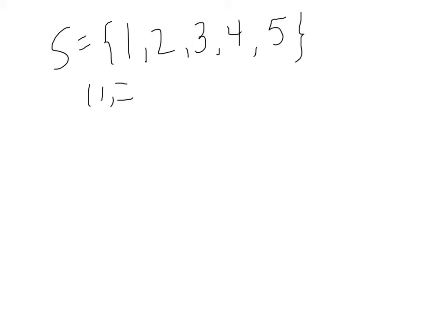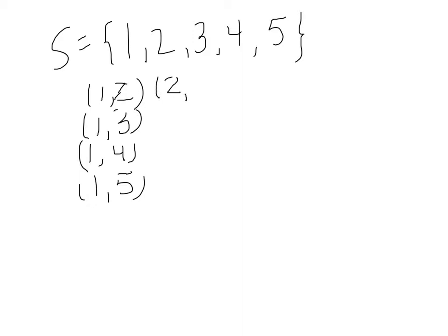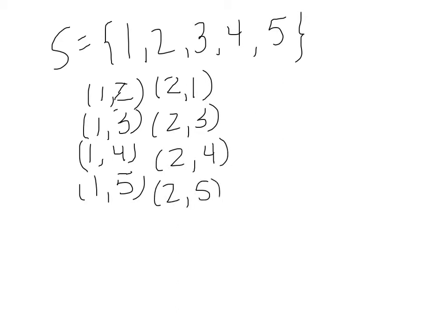We would have 1, 2, 1, 3, 1, 4, 1, 5. Those would be all the options with 1 being the first number. Then we can go over here and go 2, 1, 2, 3, 2, 4, and 2, 5. And those would be all the different ordered pairs that we could do for the number 2.